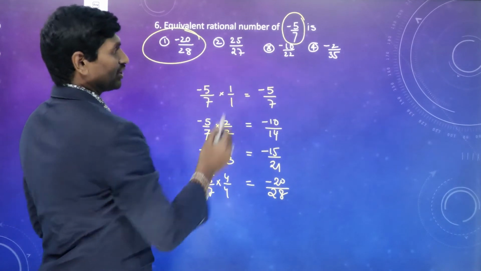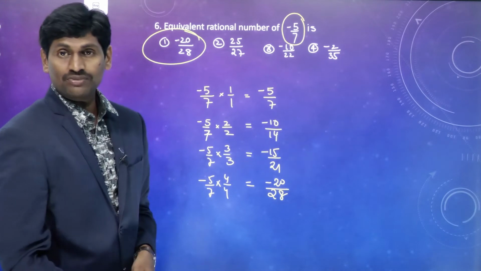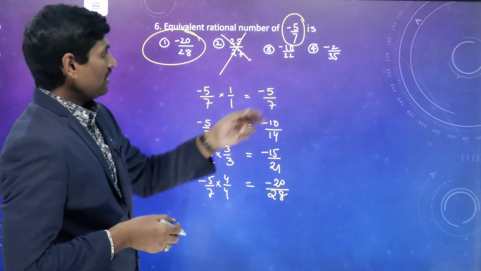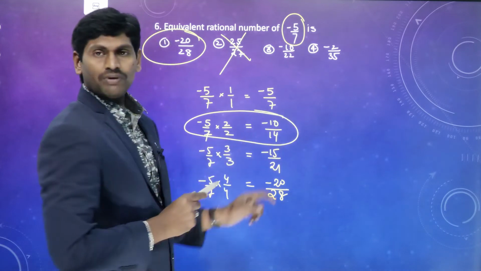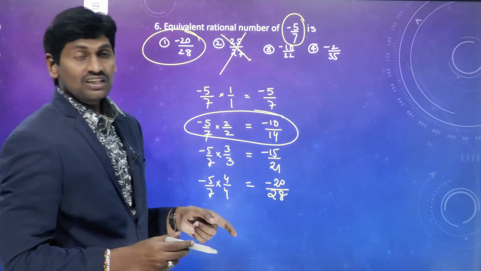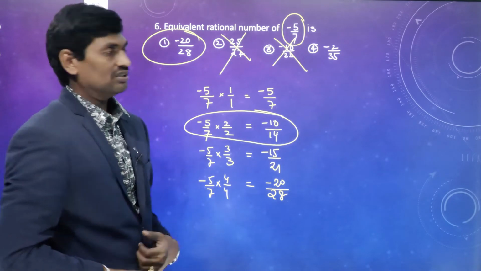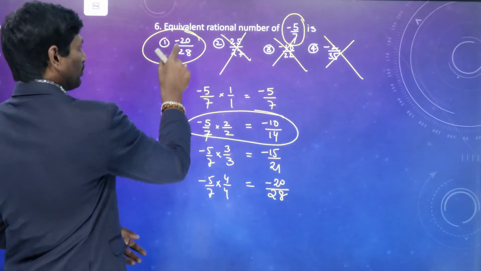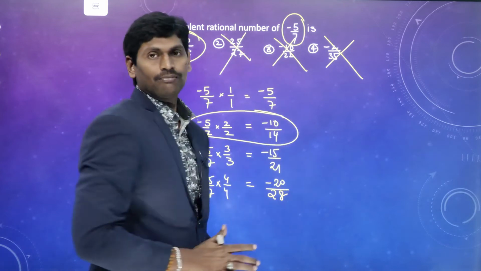Second option does not give the negative symbol. Here minus 5 by 7 and its equivalent fractions also have the same sign as the given number. So this is not our answer. Now minus 10 by 22. Minus 10 means you have to multiply with 2 by 2. Minus 10 by 14 should come, but here minus 10 by 22 is given. It is not an equivalent fraction. 2 by 35 is also not an equivalent fraction. So we have only the option minus 20 by 28 as the fourth equivalent fraction of the given number minus 5 by 7.